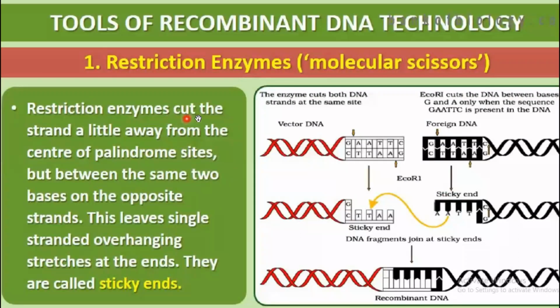Restriction enzymes cut the DNA a little away from the center of palindrome sites but between the same two bases on the opposite strands. So that leaves single stranded overhanging stretches at the ends. They are called sticky ends.